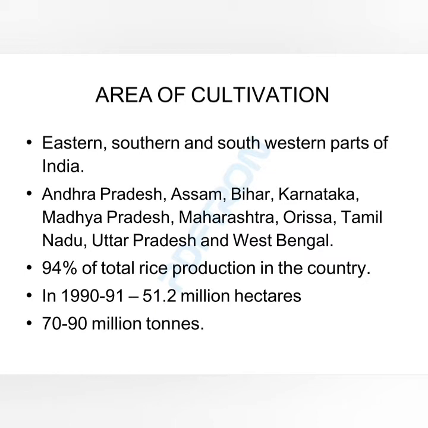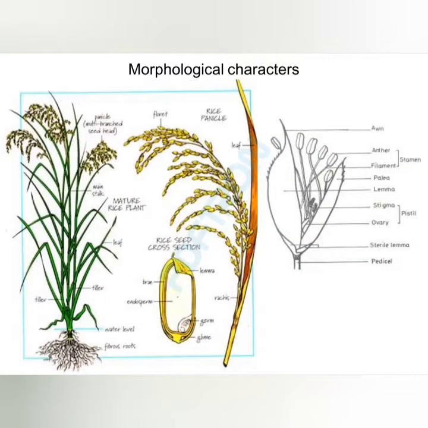In India, 94% of the total rice production is from India. Over 95% of the world's rice production comes from India, with a production of about 70 to 90 million tons.